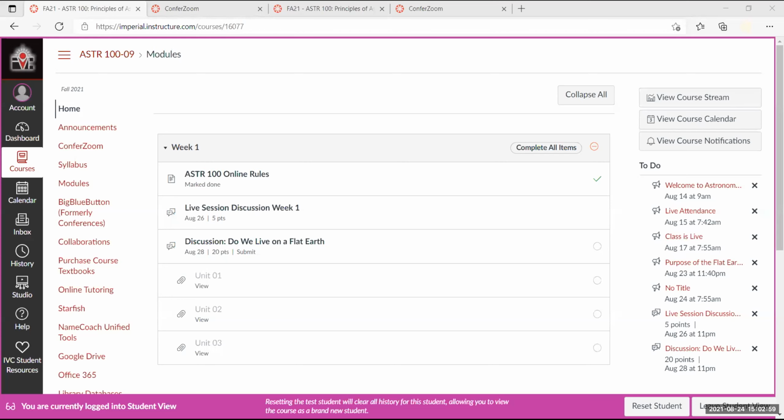So let me share the screen with you. First of all, let me switch to student view. And let me share the screen to show you exactly what I'm talking about, so that we have an understanding of what needs to be done. Are you looking at where it says ASTR 100-09? At least I need one person to confirm. Yes. Very good, thank you, Jordan. And Kova. Okay.